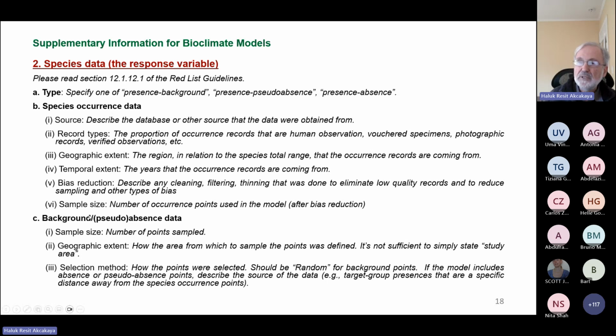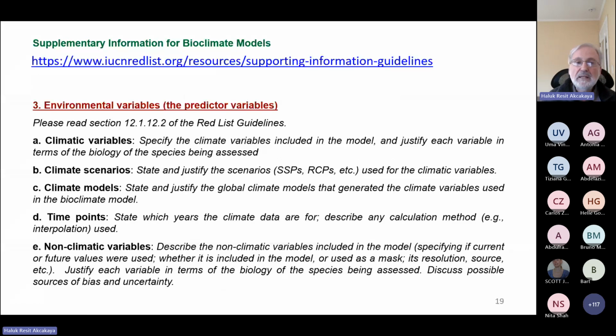I won't go into the details of this, but if you have done any species distribution modeling, like with Maxent or random forest or similar methods, all of these will be quite familiar to you. As I said, the other type of variable data that is required by any statistical regression type of model is predictor variables. In this case, there are climatic variables that are predictor variables and non-climatic variables. Again, the template asks for details of how you obtained these data and where they came from, time points, etc.